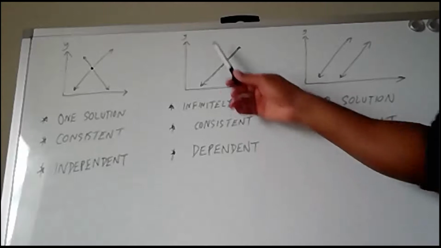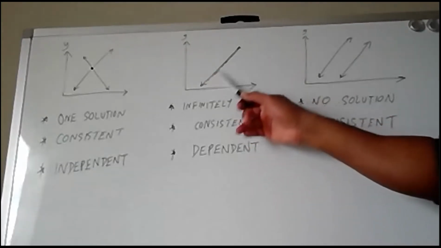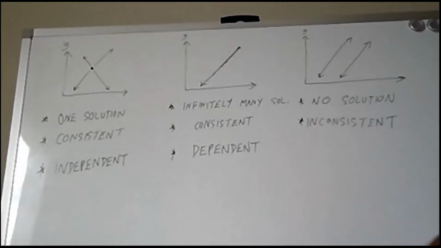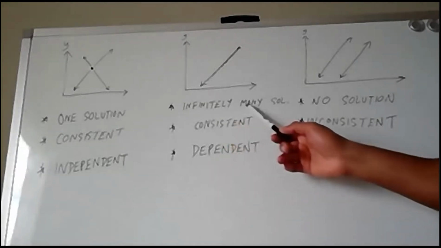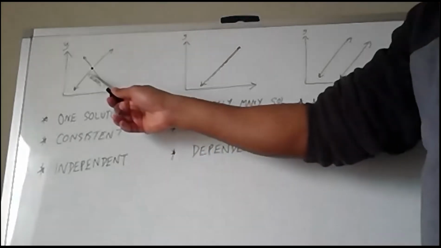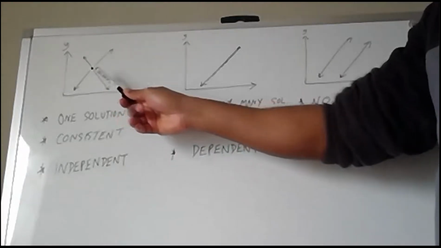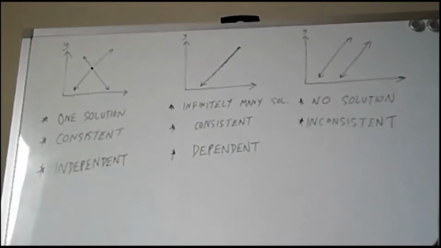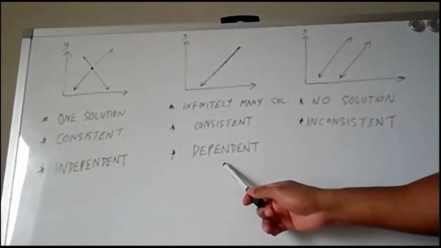If you look at the second graph, we have two lines, but both lines are on top of each other, okay? So we would say that such a system has infinitely many solutions. We'd also say that such a system is consistent, and we would say that such a system is dependent, okay? So as opposed to this system that only has one solution, this system is dependent because all solutions are common for both our lines, okay? So independent, dependent, all right?